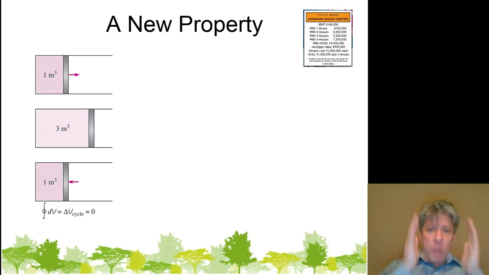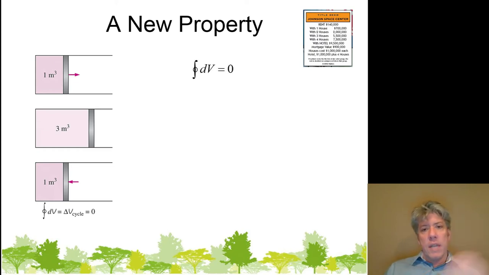And since those two are identical by definition, since we're talking about a cycle, well, then the sum of all the volume changes is zero. It's just the difference between the initial and final state of volume, and those two are the same. They're both 1 cubic meter. That difference is zero. So the interesting thing about this is that if we integrate over a cycle the volume changes of a system, we find that we get zero as long as it operates on a cycle.